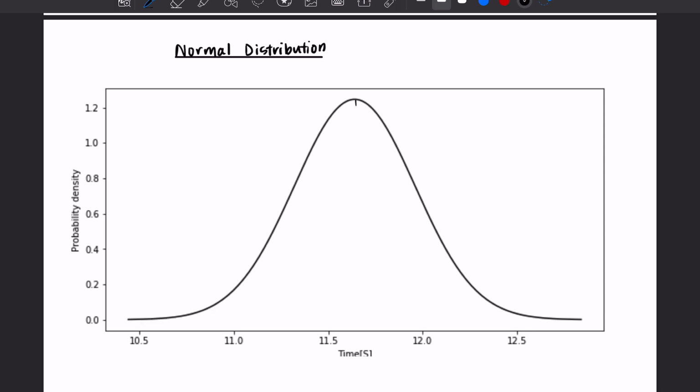The peak of the function, as you can see here, is also known as the expected value, or the mean. This is also the mode, which is basically the most frequent time run out of all the data collected in this function.